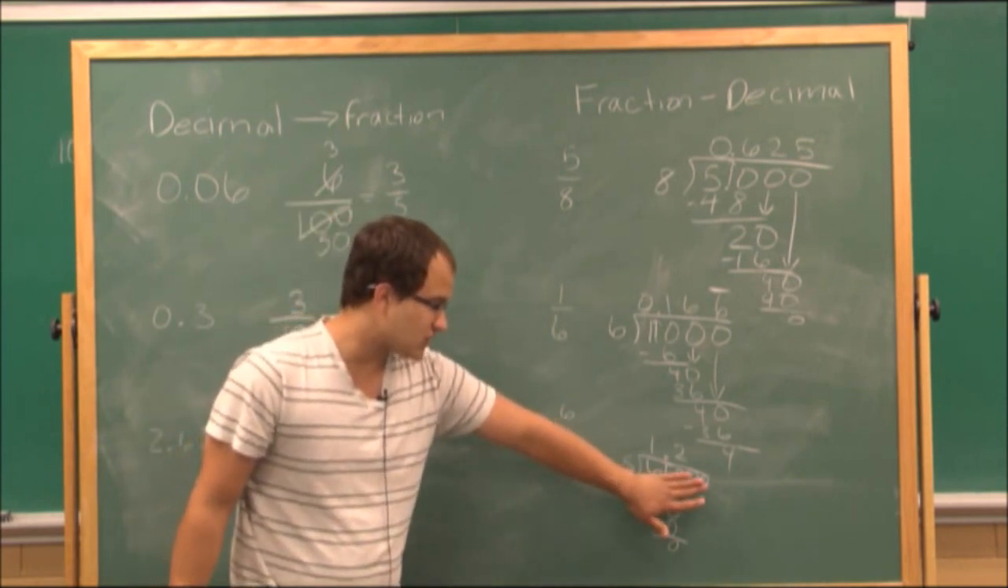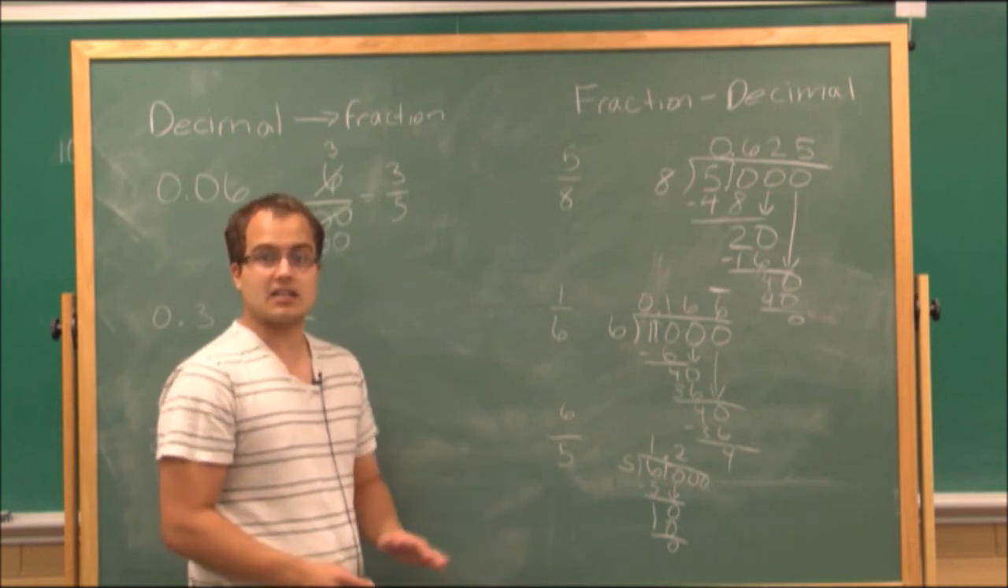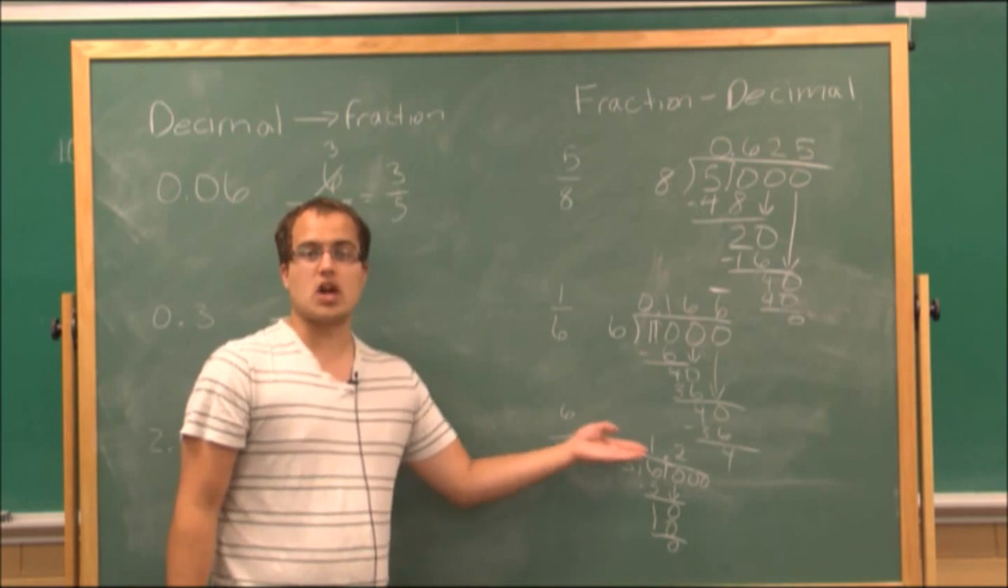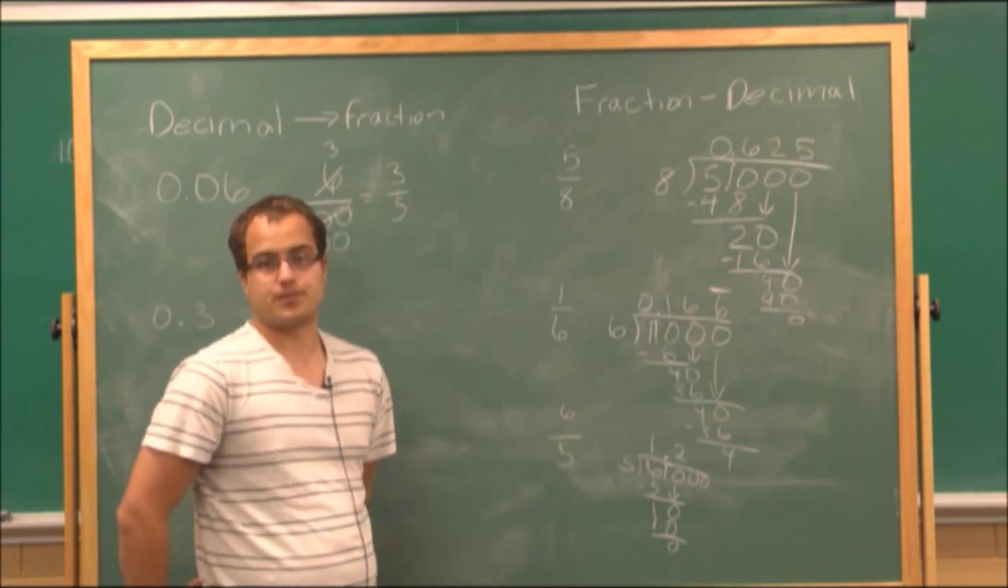So those 2 extra zeros, technically I didn't need, but I still added them just in case I did need them. But our final answer for 6/5 is 1 and 2/10, or 1.2.